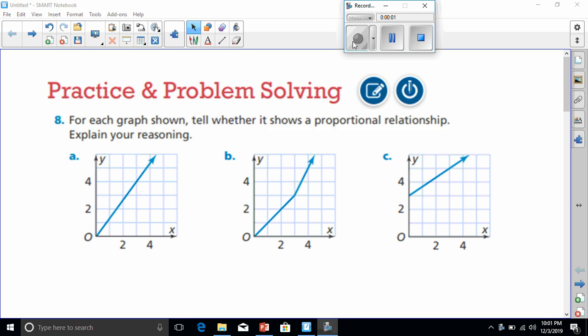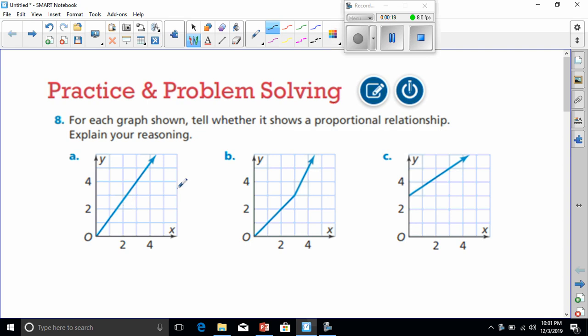Okay, everybody, today we're going to be doing graphing proportional relationships, practicing problem solving. I'm going to start with number 8, so I guess I got the evens tonight. It says, for each graph shown, tell whether it shows a proportional relationship and explain the reasoning.